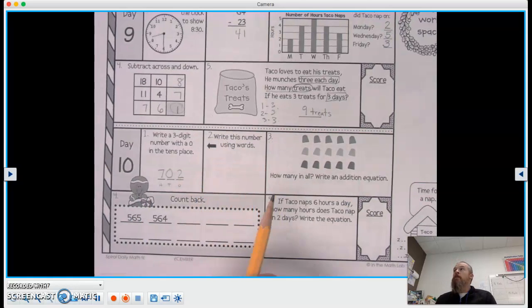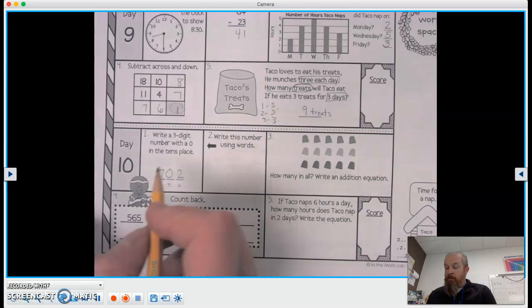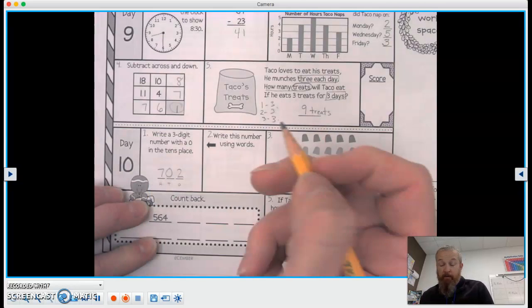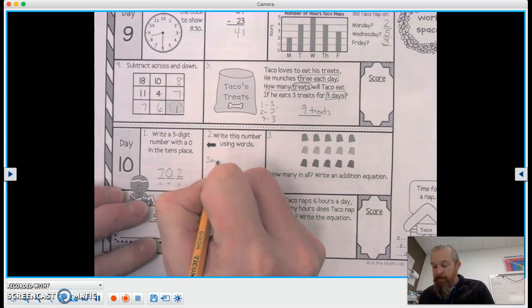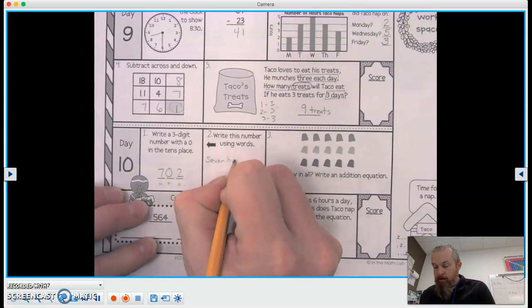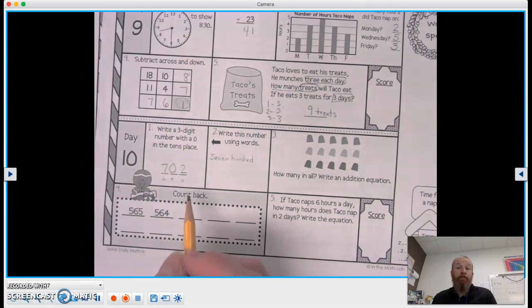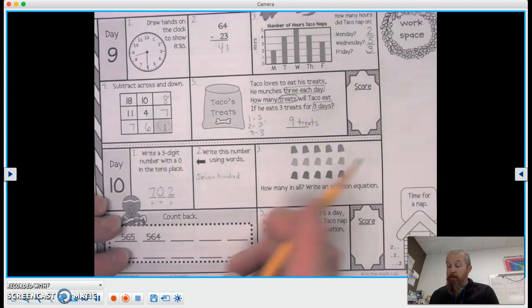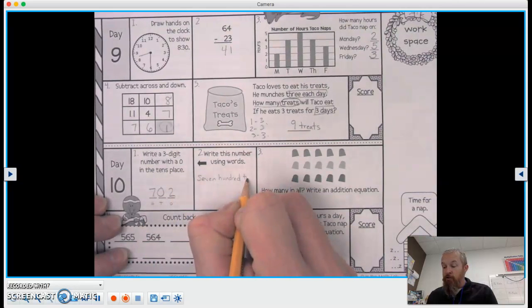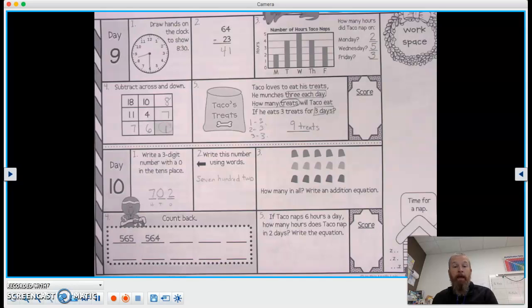Write this number using words. So let's just say it again, 702. So there's our 7. We're going to write 7 hundred. We don't have any teens or 20s or 50s because it's a 0. So it's just plain old 702. Okay? Now, if you're wondering how to spell some of those, if you have different numbers and you can't remember, remember to check that piece of paper on the back of your blue folder because that has a lot of answers on it for you.